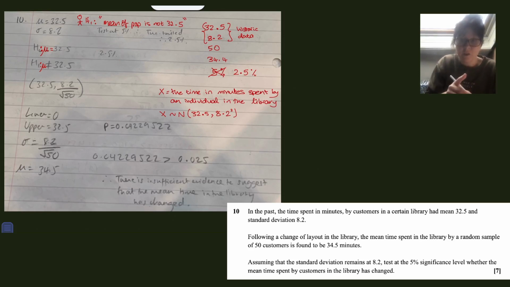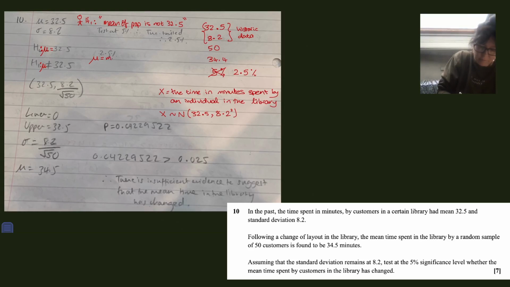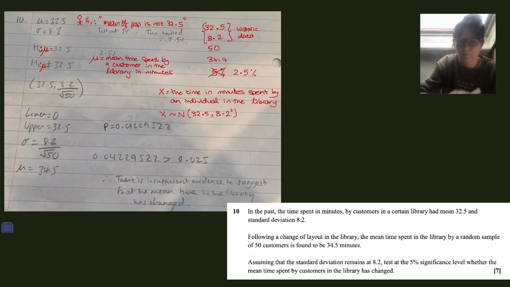The other reason that you're going to lose a mark is that you haven't said what mu is, and this is an OCR thing. AQA and Edexcel don't take a mark off for this, but in OCR, which is what we're now doing, you have to say what mu is. So mu is the mean time spent.